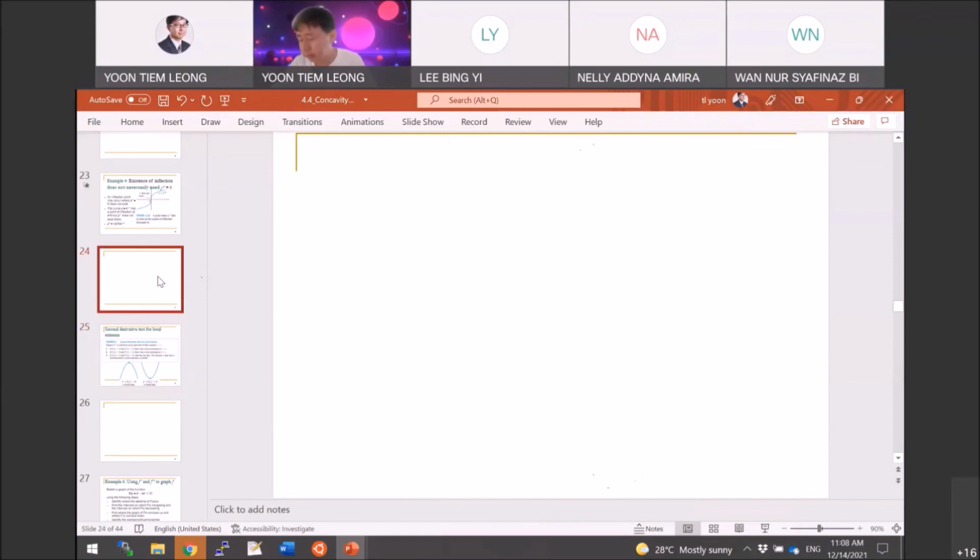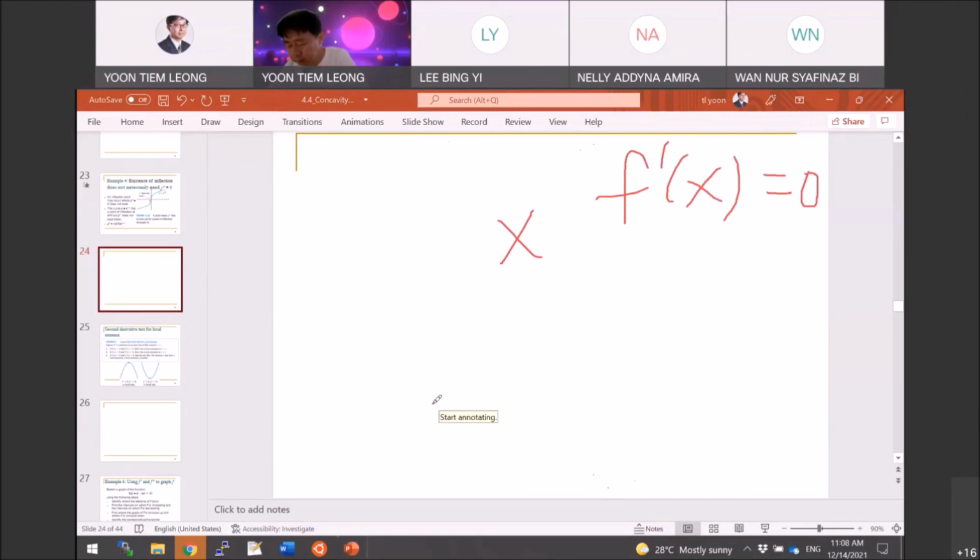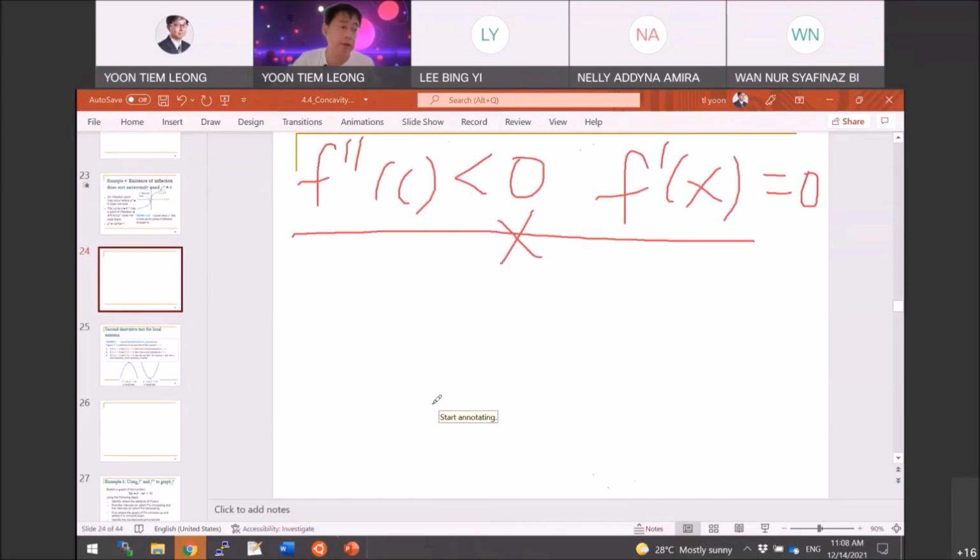I'm just trying to explain to you the rationale behind theorem 5. That theorem needs you to know the point where f prime is 0. Now, if f prime is 0, then for sure it has a slope which is horizontal, right? Furthermore, if you know f double prime at the point c is, say, negative, it means that at this point the function has a negative concavity, right? A function that has a negative concavity must be something like that, right?